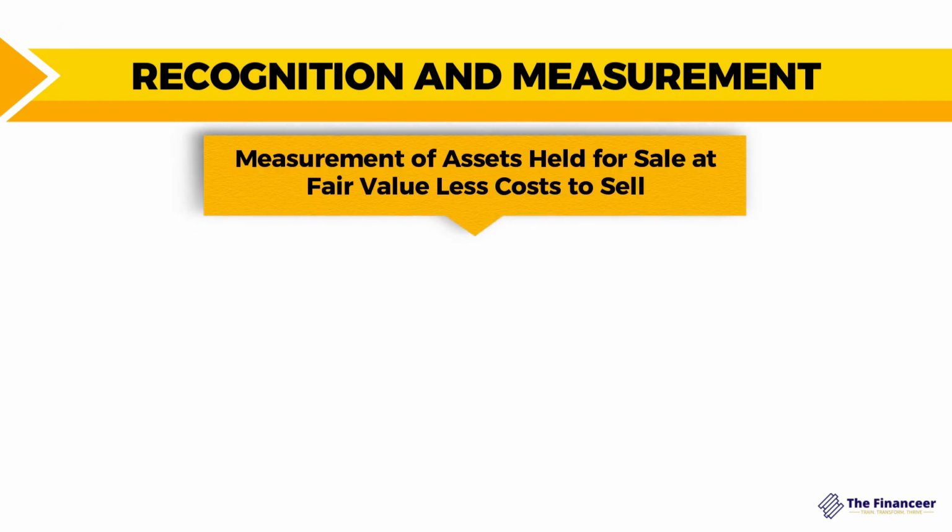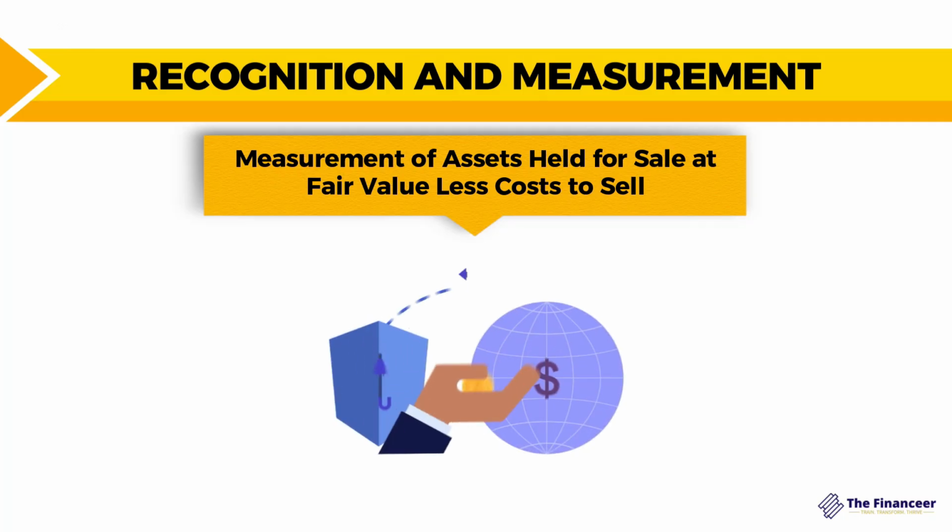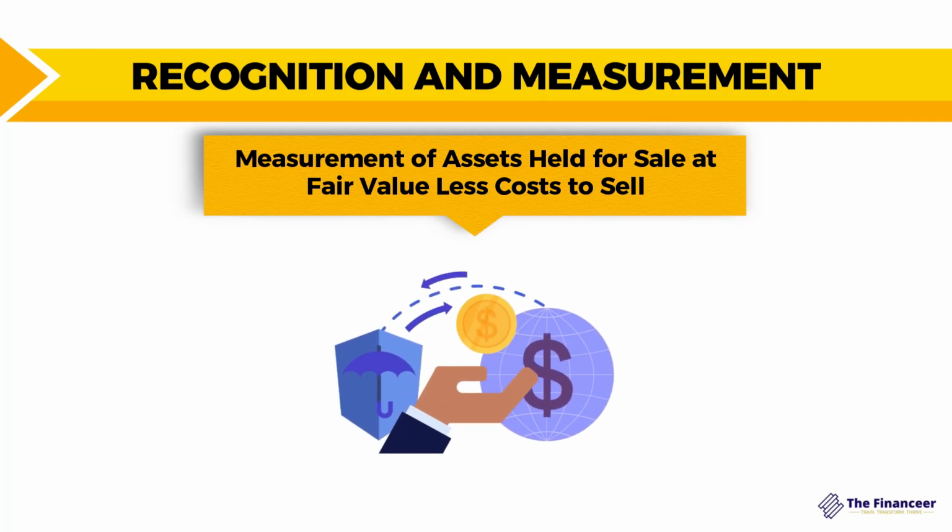Now, let's dive into the measurement aspect. IFRS 5 requires assets held for sale to be measured at the fair value less cost to sell, as we explained before. Fair value represents here the amount obtainable from the sale of an asset in an arm's length transaction between knowledgeable and willing parties.